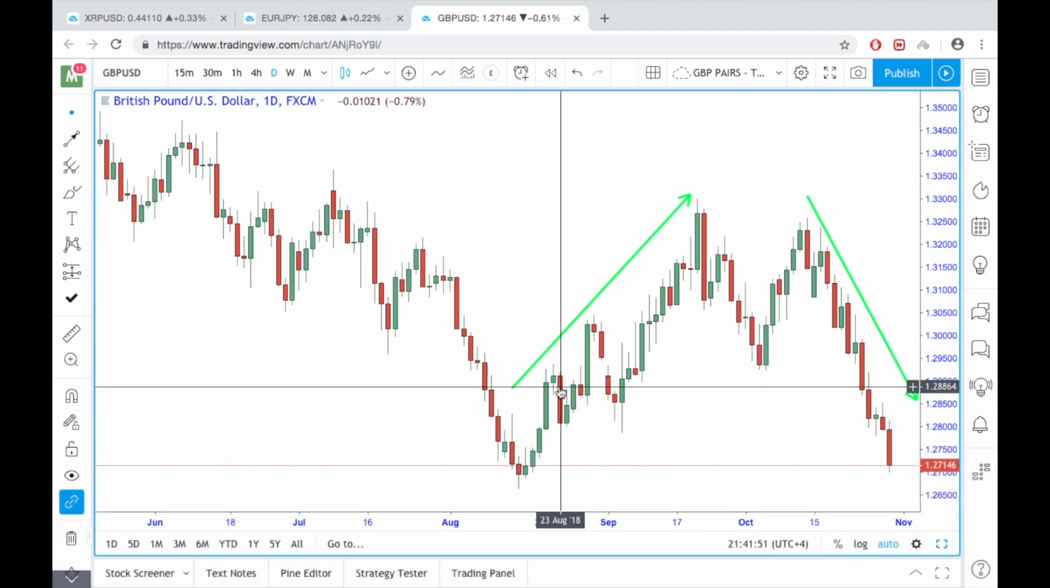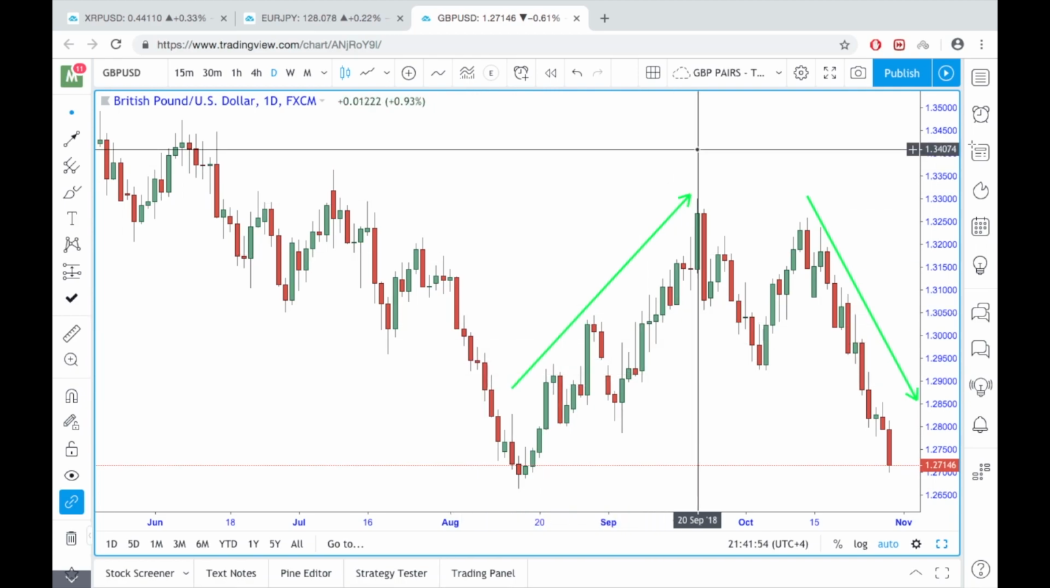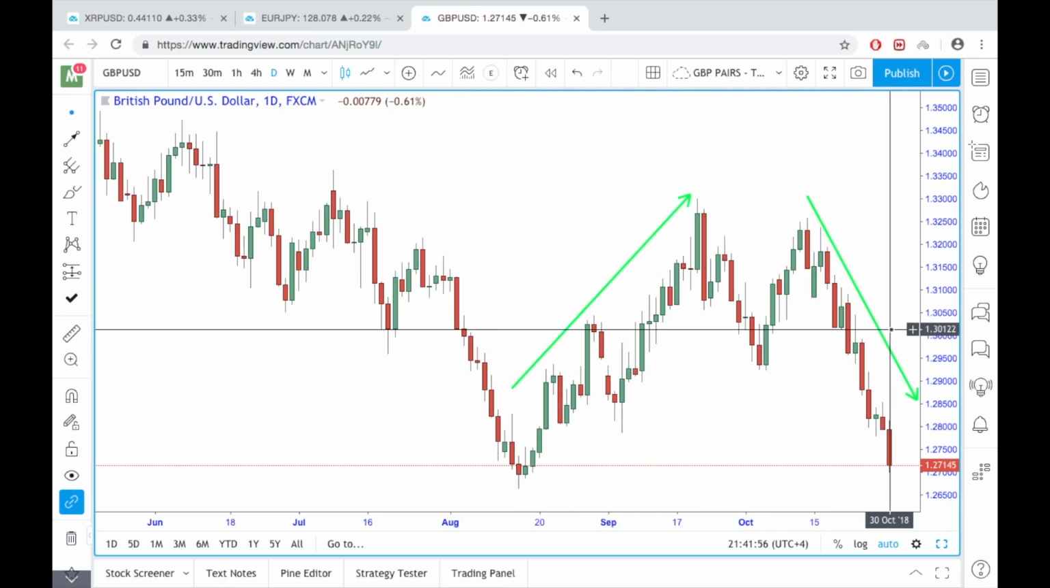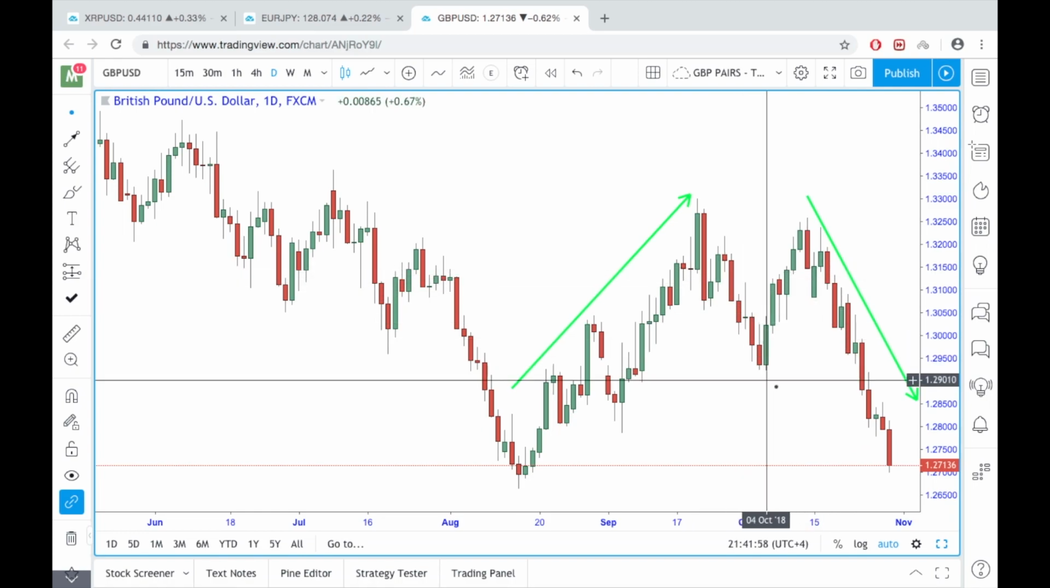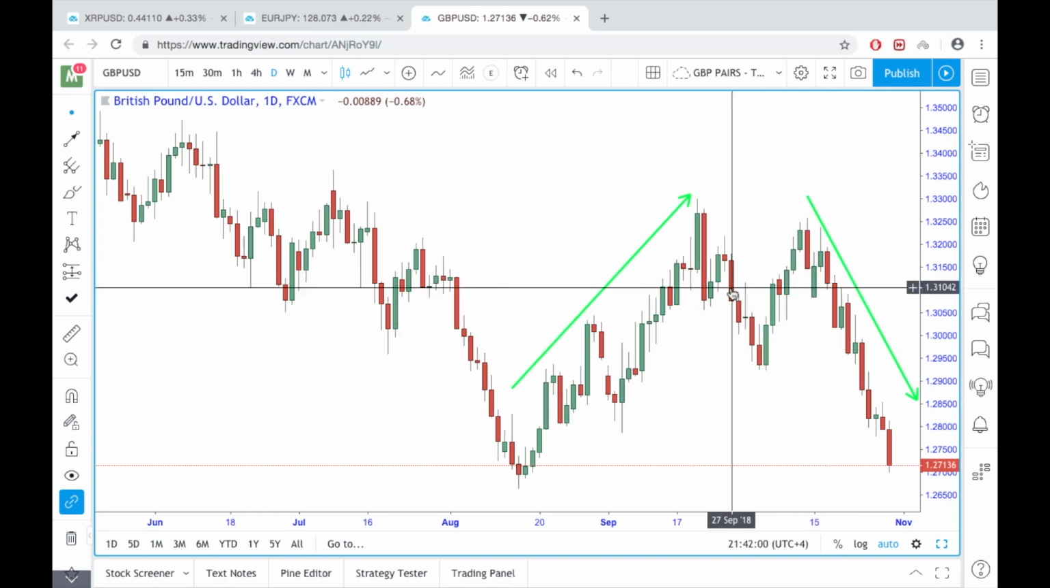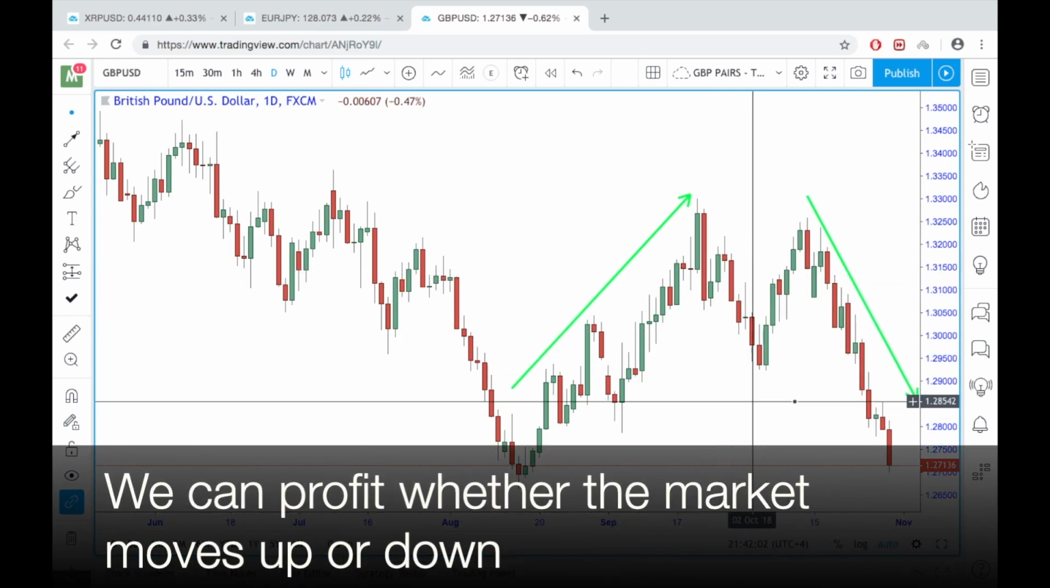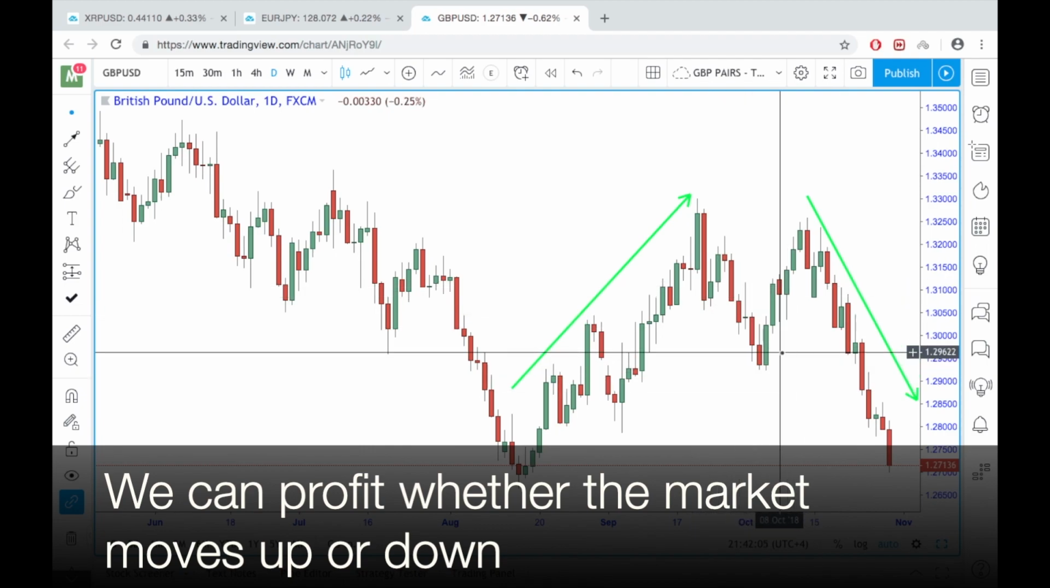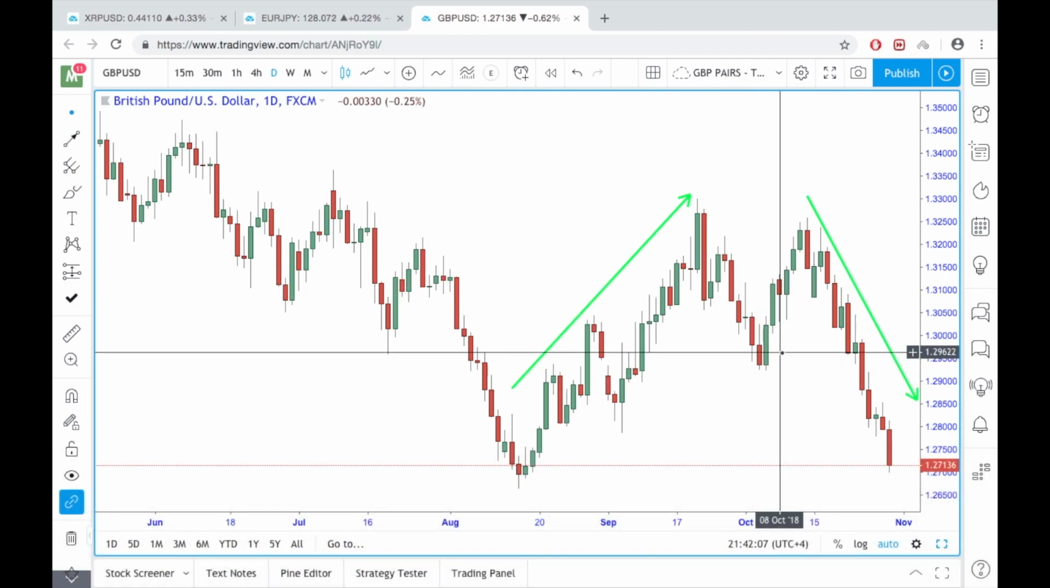Now, because we have the availability to do both, that is buying the market and also selling the market, that presents us with a lot more opportunities throughout our trading day and our trading week to be able to make profitable trades. As opposed to, take for example, traditional stock investing.